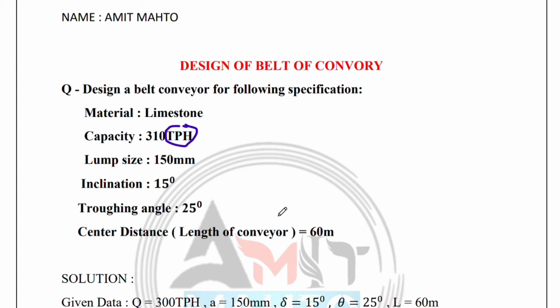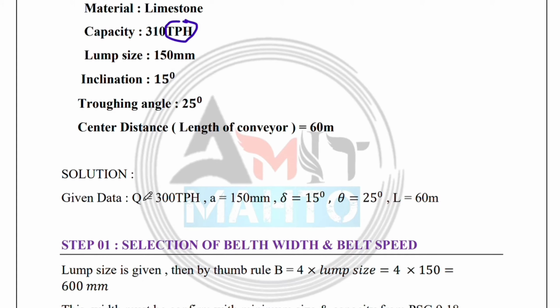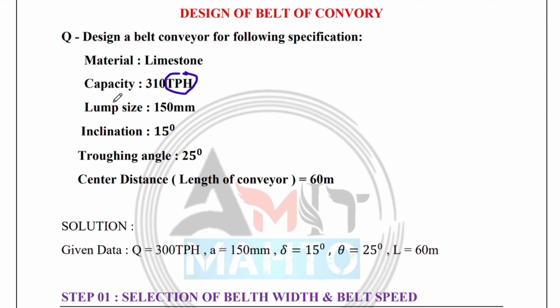So this is the question. Let's begin with the given data. Given data: capacity is denoted as Q, and it is 310 ton per hour.